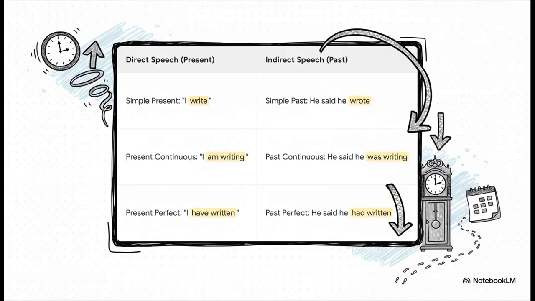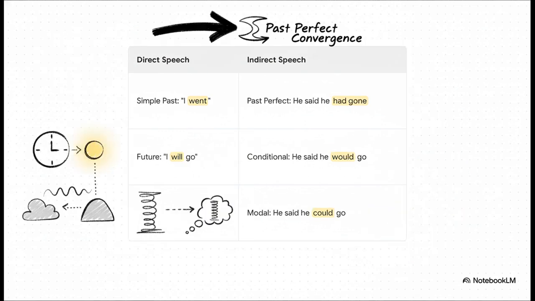Let's see it in action, because it makes it so much clearer. If someone says, "I write," in the simple present, you report it as "he wrote" in the simple past. If they say, "I am writing," it becomes "he was writing." You see the pattern? Present perfect, "I have written," takes one step back to the past perfect, "he had written." It's a really consistent, logical step backwards. And what about other tenses? Well, the pattern just keeps on going.